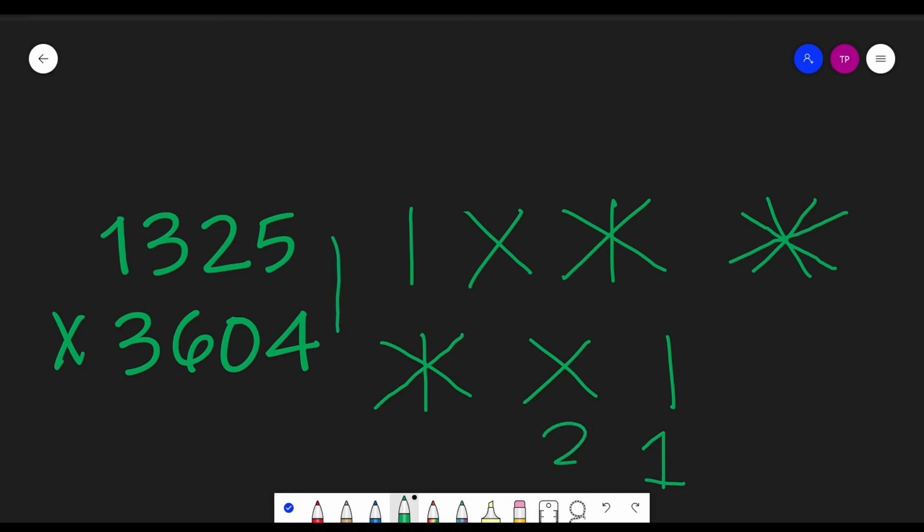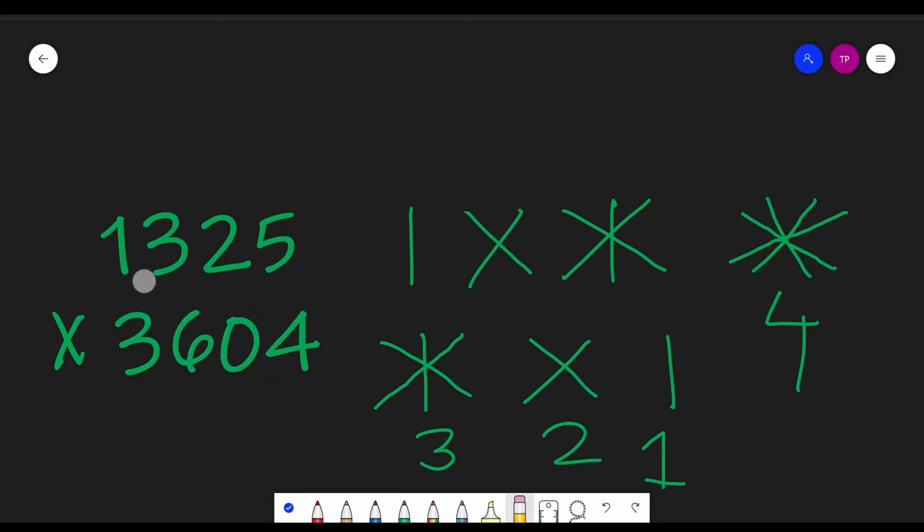And now this is the second step. What we have to do is 2 times 4 and 5 times 0. And this is the third step. What we have to do for that is 3 times 4, 5 times 6, and 2 times 0. This is the fourth step. So you have to do 1 times 4, 5 times 3, 3 times 0, and 2 times 6.